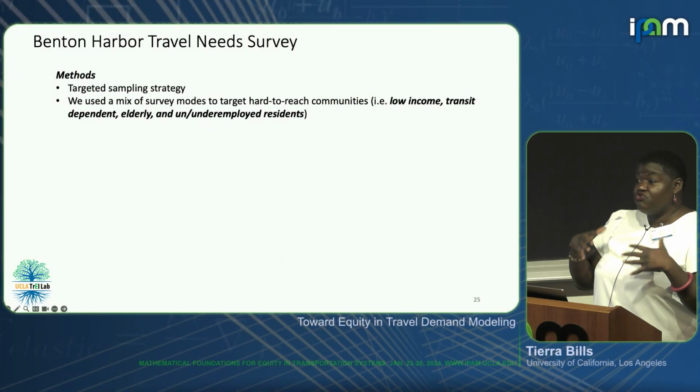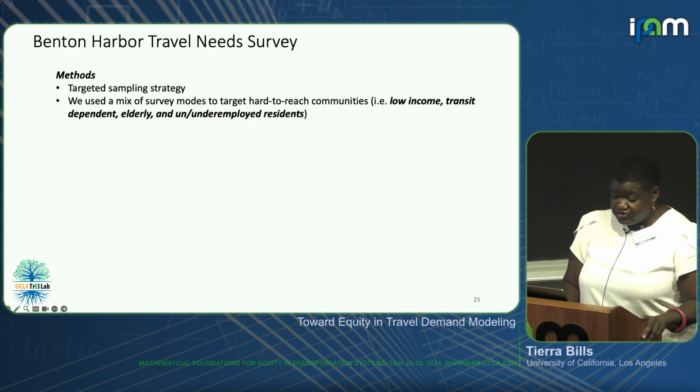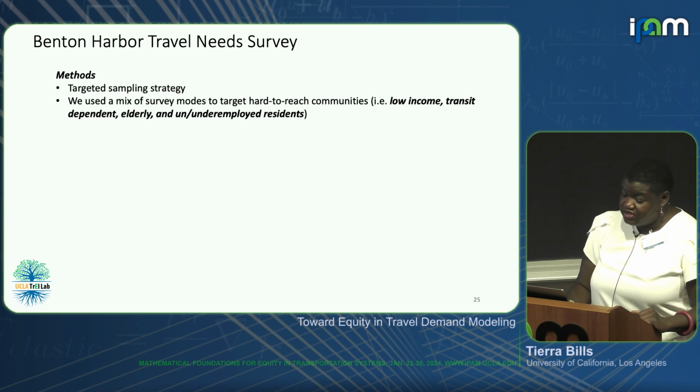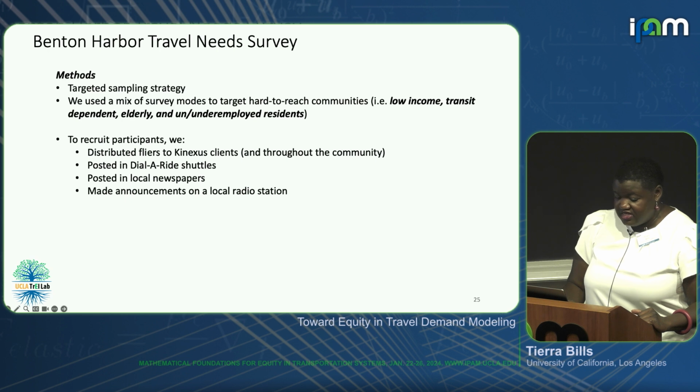And so I thought it was a really useful opportunity to understand in real time these types of barriers that might prevent participants from participating in data collection activities. So a little more about our method. This was a targeted strategy where our intent was to oversample the most disadvantaged travelers. We did that using a mix of survey modes to target hard-to-reach communities, including low-income, transit-dependent, elderly, and un- or underemployed residents. We did this using a very creative recruitment approach.